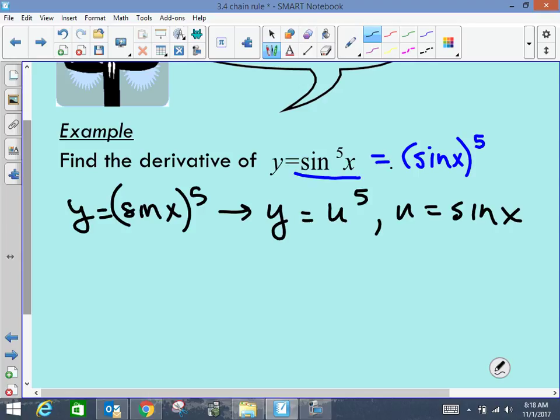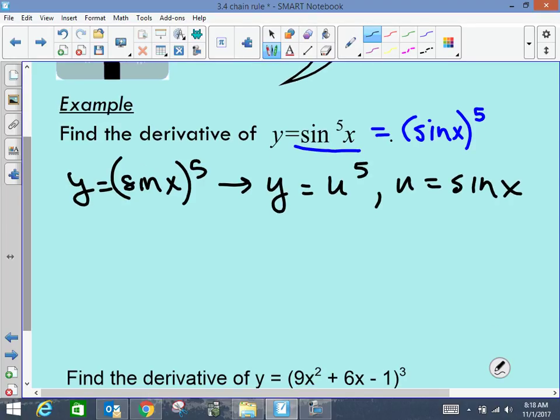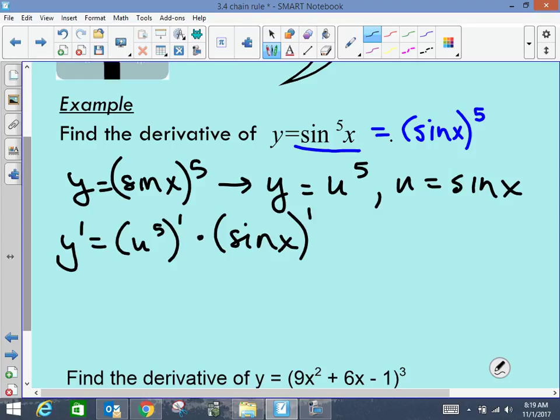So it's kind of working what Rachel was saying. What's in parentheses is the inside. Sometimes that's helpful. Sometimes the parentheses aren't there, but you can put them there, I suppose. Okay, y prime equals u to the 5th prime times sine of x prime. Eventually, you won't have to write that statement out. You just jump into the derivatives from the u statements.